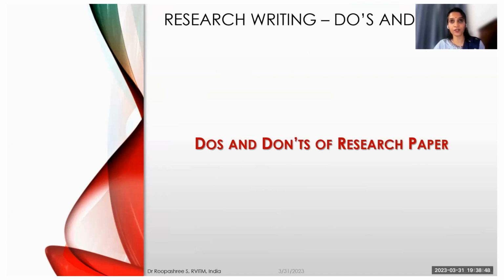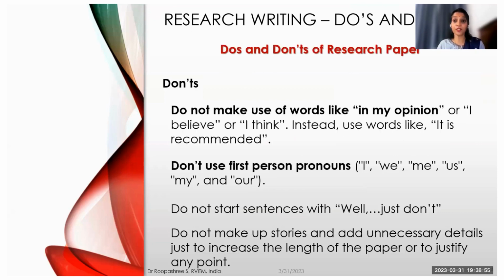Moving further, I would like to give you the do's and don'ts of the research paper. Let me first talk about the don'ts, and then I move to the do's. What are the don'ts that we have to keep in mind when we are writing the research paper? Do not make use of words like "in my opinion," "I believe," or "I think." It's best to use "it is recommended." Do not use the first person pronouns: I, we, me, our, all this.